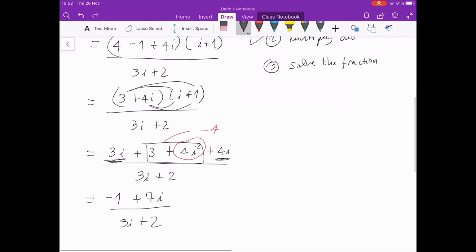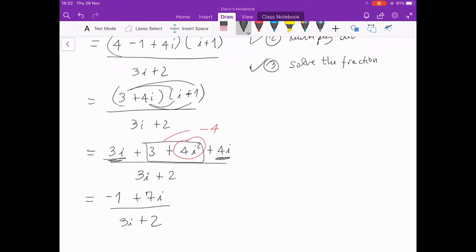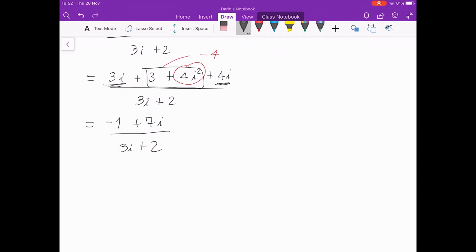And the last step, remember, is solving the fraction. So let's have a look at that. Here we need to remember a rule, which is the following. Whenever you divide by a complex number z, this is equal to multiplying by its complex conjugate. What do I mean by complex conjugate? Well, if z is equal to a plus ib, the complex conjugate is going to be a minus ib. So I have to put a minus, whatever is multiplied by i, whatever is next to i.